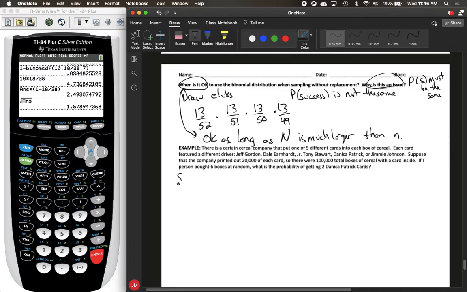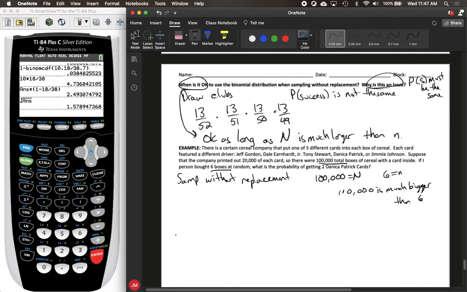Now, obviously, in this case, we are sampling without replacement. It's not as if we're going to look at one box and then put it back. And so that's going to be an issue, but keep in mind there's 100,000 total boxes of cereal, which would be our capital N, and we're only looking at 6 boxes. And so 6 boxes would be our lowercase n. And 100,000 is much bigger than 6, so we're going to be okay. So we're going to go ahead and use our binomial distribution to solve this.